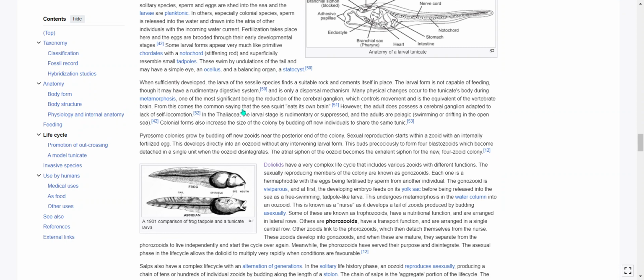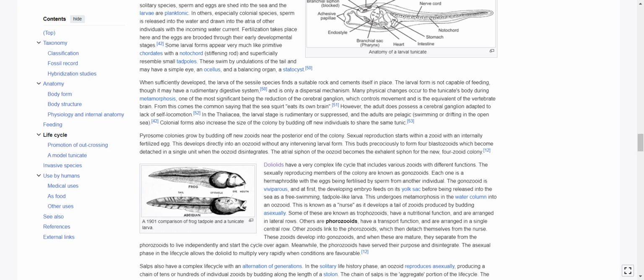When sufficiently developed, the larva of the sessile species finds a suitable rock and cements itself in place. The larval form is not capable of feeding, though it may have a rudimentary digestive system, and is only a dispersal mechanism. Many physical changes occur to the tunicate's body during metamorphosis, one of the most significant being the reduction of the cerebral ganglion, which controls movement and is the equivalent of the vertebrate brain. From this comes the common saying that the sea squirt eats its own brain. However, the adult does possess a cerebral ganglion adapted to lack of self-locomotion.